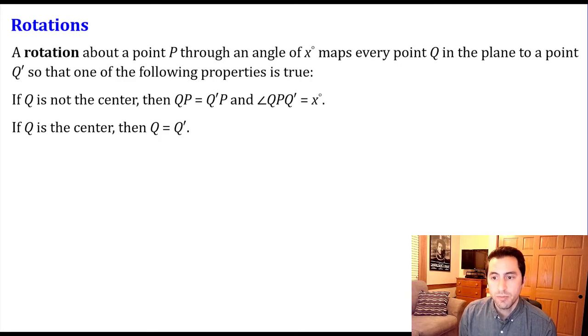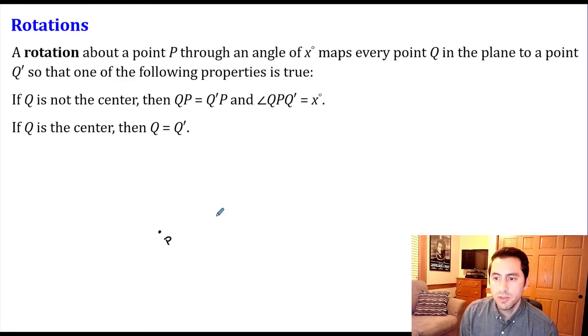So the first thing, a rotation about a point P. So let's draw a point P somewhere in space. This is going to be our center of rotation. So every other point in our coordinate plane or in our space is going to rotate around this point. Then our rotation is going to happen through an angle of x degrees. We'll come back to that in a second. But our rotation maps every point Q to a new point Q prime. So Q is our pre-image and Q prime is our image.